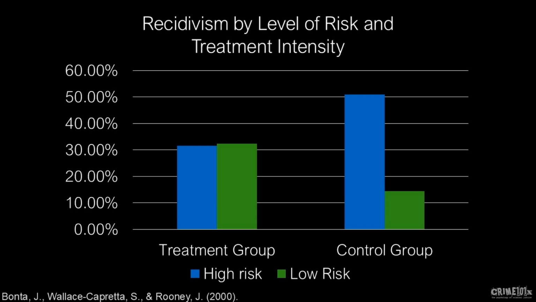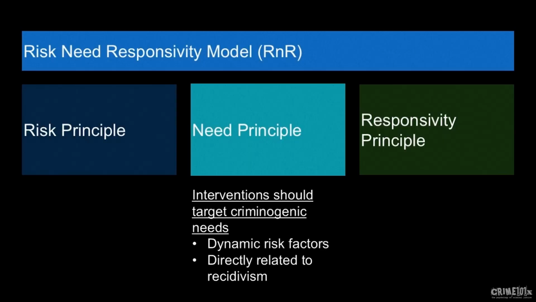And this brings us to the second principle of the RNR model. The need principle refers to the offender's criminogenic needs. Criminogenic needs are dynamic risk factors that have been directly linked to criminal behavior. These essentially represent the reasons why a person might engage in criminal or antisocial behavior. As such, interventions should ideally target an offender's criminogenic needs in order to reduce their level of risk.